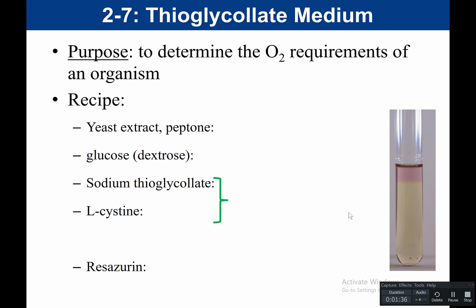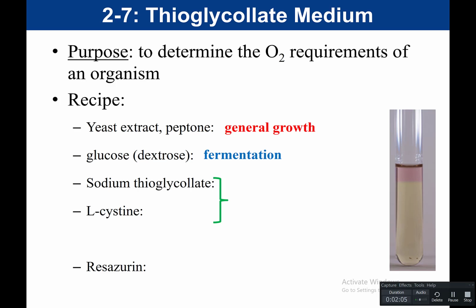So first ingredient, yeast extract and peptones. Those are there, like we've always seen, as food for general growth. They're there to help support bacterial growth. Next, we have glucose or dextrose, which is there for fermentation. It's just sugar to help bacteria grow. The next two ingredients both have the same function.